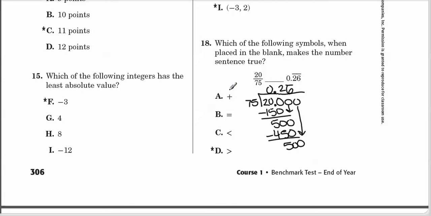So this is 2, 6 repeating. Okay, but the 6 is the one that's repeating. Over here, it's 2, 6, 2, 6 repeating. So if I look at this number and this number, it's the same. If I look at this number and this number, it's the same. But if I look at this number and this number, this one is bigger. So that's why our answer is D.